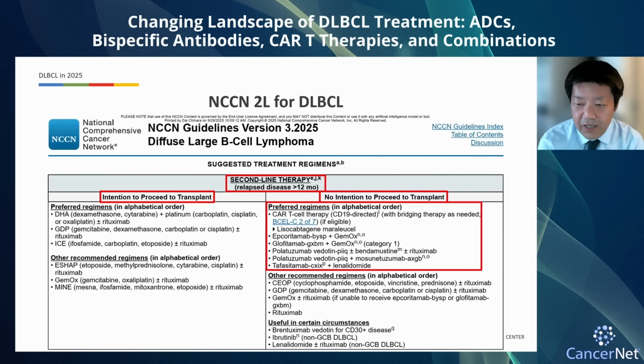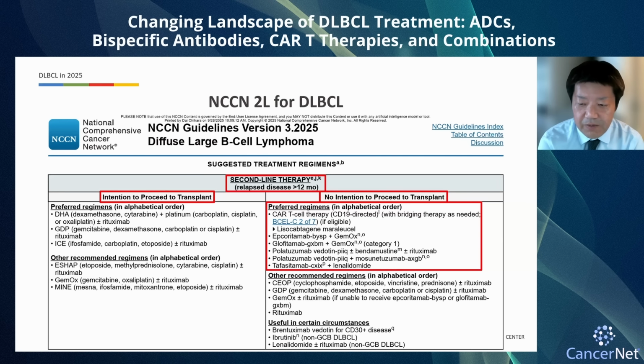This slide shows the current guideline for those who experienced recurrence more than 12 months after completing first-line treatment. For fit and transplant-eligible patients who achieve a good durable remission from first-line chemotherapy, I think it is still reasonable to consider second-line chemotherapy followed by auto transplant. However, I think many of us are now leaning towards exploring newer treatment options, such as CAR T-cell therapy and bispecific antibodies, even in this later relapse setting.